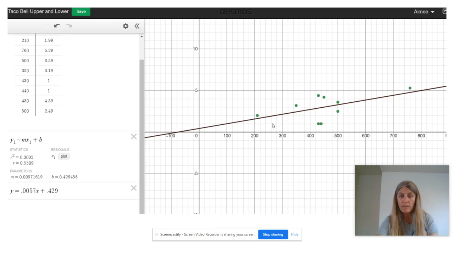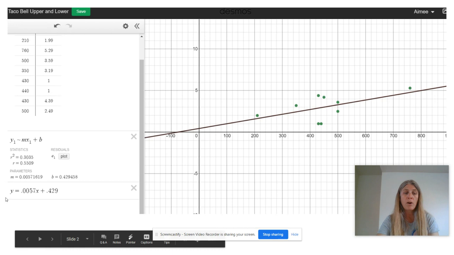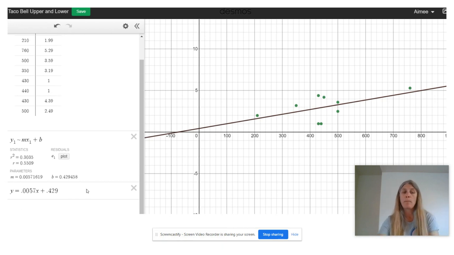So this is what that's going to look like. These are our points, which are our calorie and cost counts for the items at Taco Bell. We typed in y1 tilde mx1 plus b, and then we have our line of best fit where we rounded a bit our slope and our y-intercept. Our equation for the line of best fit is y equals 0.005x plus 0.429, which is your y-intercept right here. So that means that if we're looking at about a 650 calorie item, we take a look up here and it should cost a little more than $4 at Taco Bell.